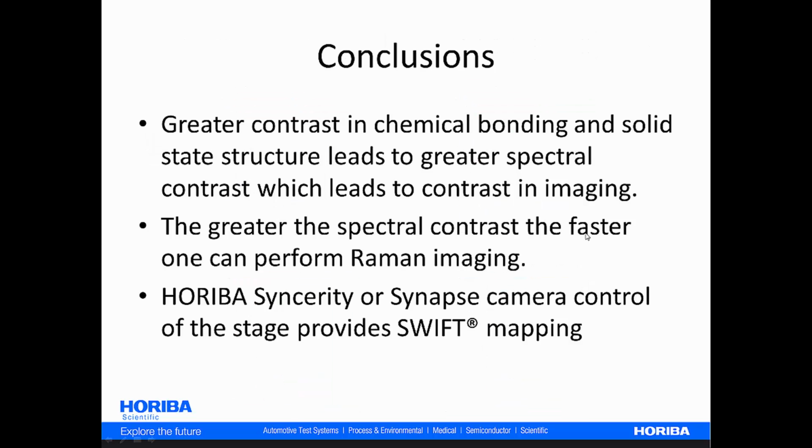So let me conclude then by saying that, again, in understanding Raman imaging and fast Raman imaging, the important consideration is that the greater the contrast in chemical bonding and solid-state structure will lead to greater spectral contrast, which of course leads to better contrast in the imaging. And the greater the spectral contrast, the faster one is going to be able to perform that imaging. And finally, the use of swift mapping, wherein the camera is controlling stage movement and is communicating with the stage such that you have constant stage motion and timing of the camera with the stage motion, with the shutter always open, gives you a real significant improvement in your speed for fast Raman imaging.